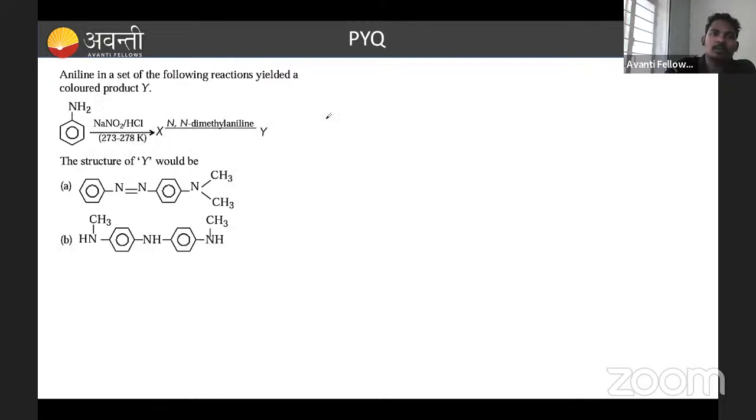Now try to solve this one. This is also similarly a diazotization coupling reaction only. Okay, so we know this. If we take aniline with this one, then what is the product we will get? The benzene here, N triple bond N plus Cl minus.